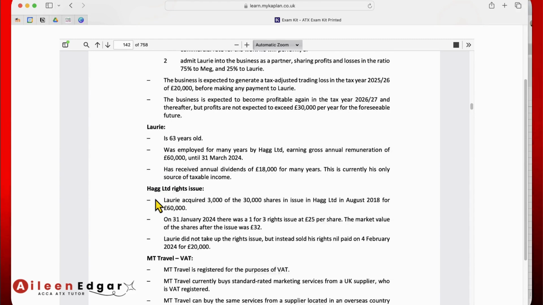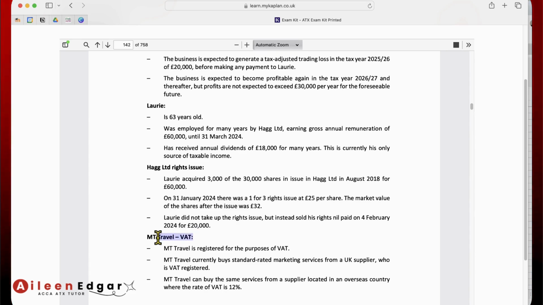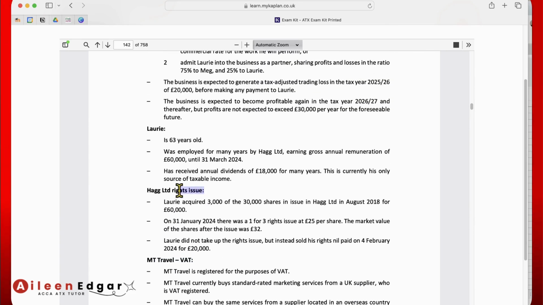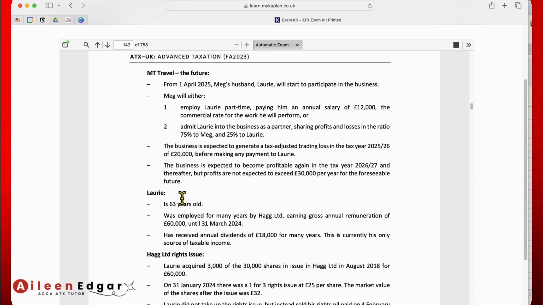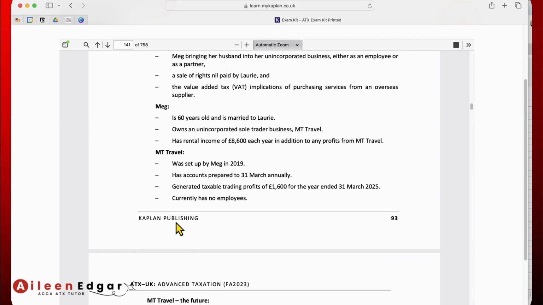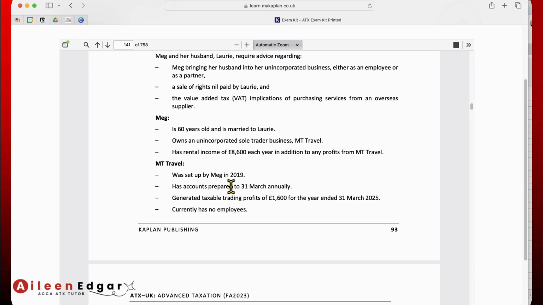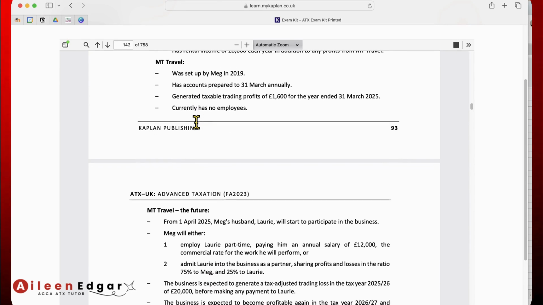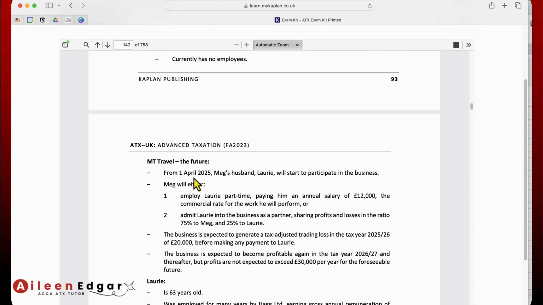And so you can look down this and go, well, I know that part C is all about VAT. And look, there's a heading about VAT. I know that requirement B is about rights nil paid. And look, there's a whole section there on rights issues. We're given some information about Laurie, probably going to affect part A. We've got some information on Meg, which probably is going to affect part A. And then we've got information about the actual business. So that's probably going to affect part A, but may also affect some of the other parts as well.